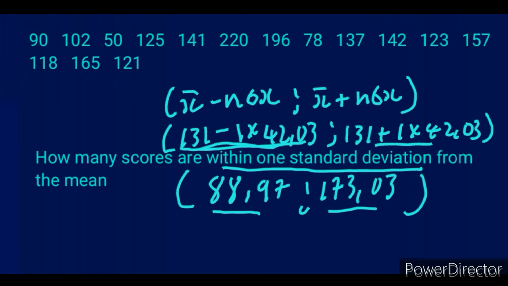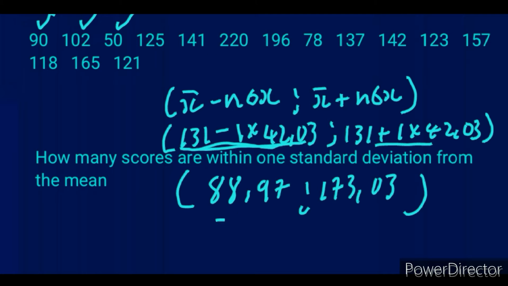So the scores have to be bigger than 88.97 and less than 173.03. For instance, the first score is 90. 90 is indeed bigger than 88.97 and is smaller than 173.03, so it means that 90 is part of the scores. And what about 102? 102 is bigger than 88.97 and smaller than 173.03, so it's also part of the scores.